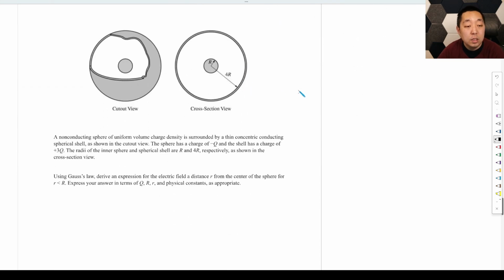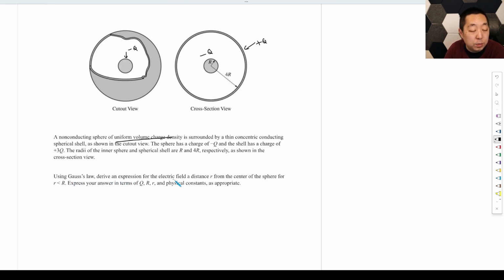Okay, let's take a look at another problem. A non-conducting sphere with uniform volume charge density is surrounded by a thin concentric conducting spherical shell, shown in the cutout view. So the sphere has a charge of minus Q. This is a non-conducting sphere, so this is minus Q, with uniform volume charge density. The shell itself has a positive Q, and the sphere has a negative Q throughout. The radii are R and 4R.